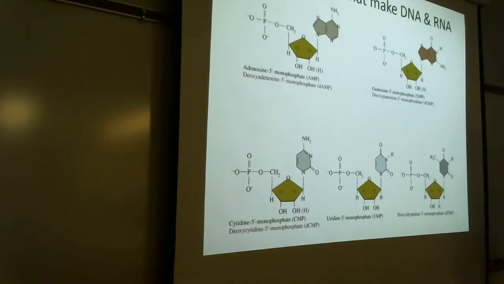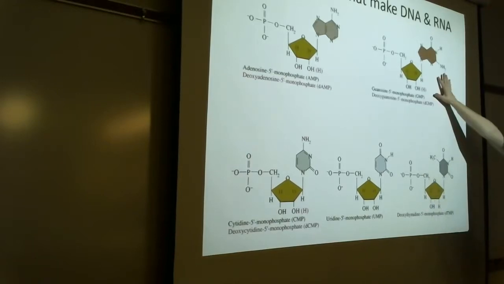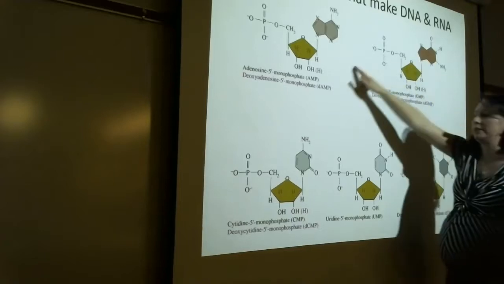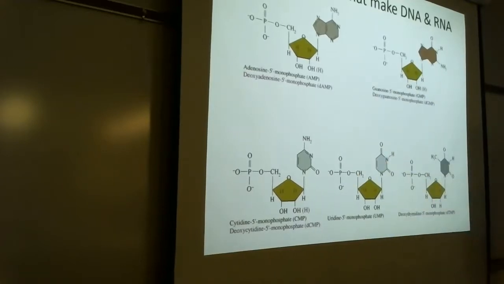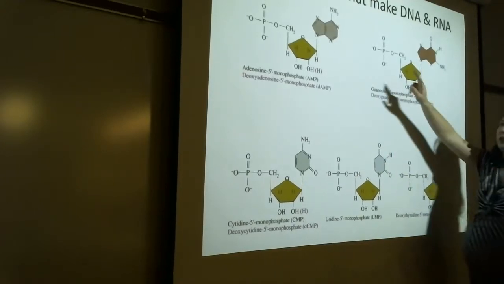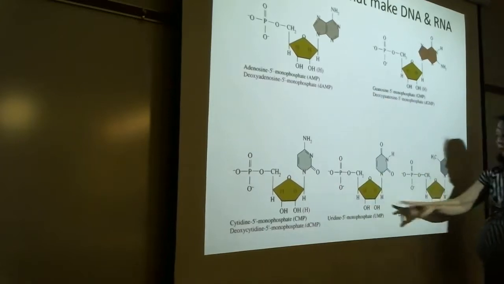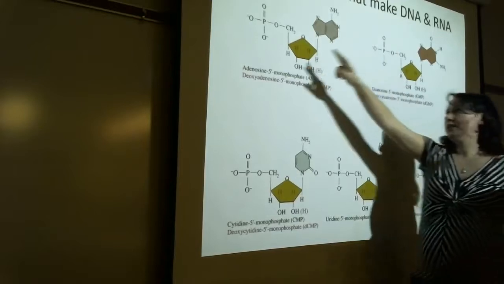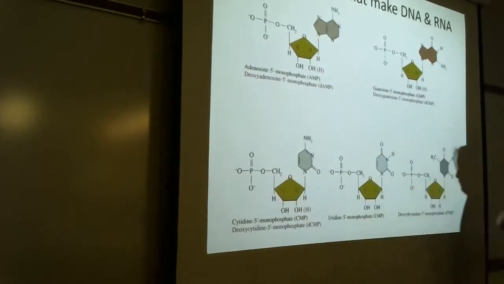So DNA and RNA are made out of nucleotides. Okay? Nucleotides. So they have the base, which again varies depending on which one we're dealing with. They have the sugar, which again varies depending on if we're dealing with DNA or RNA. And then they have the phosphate, and the phosphate's the same in both DNA and RNA.